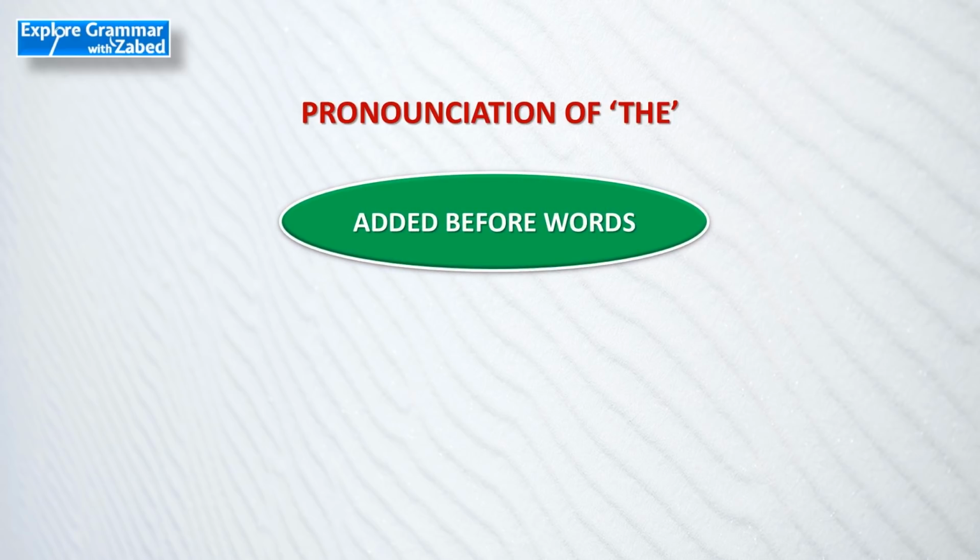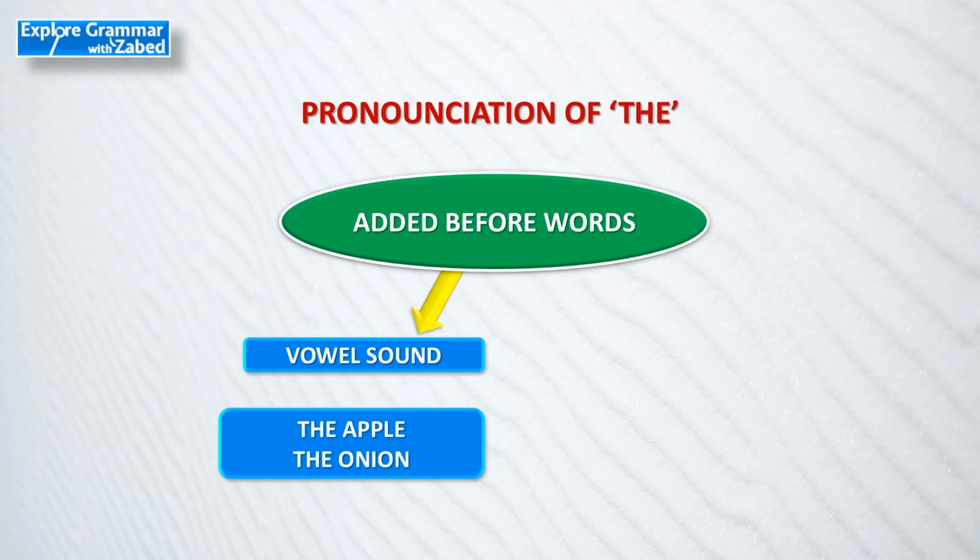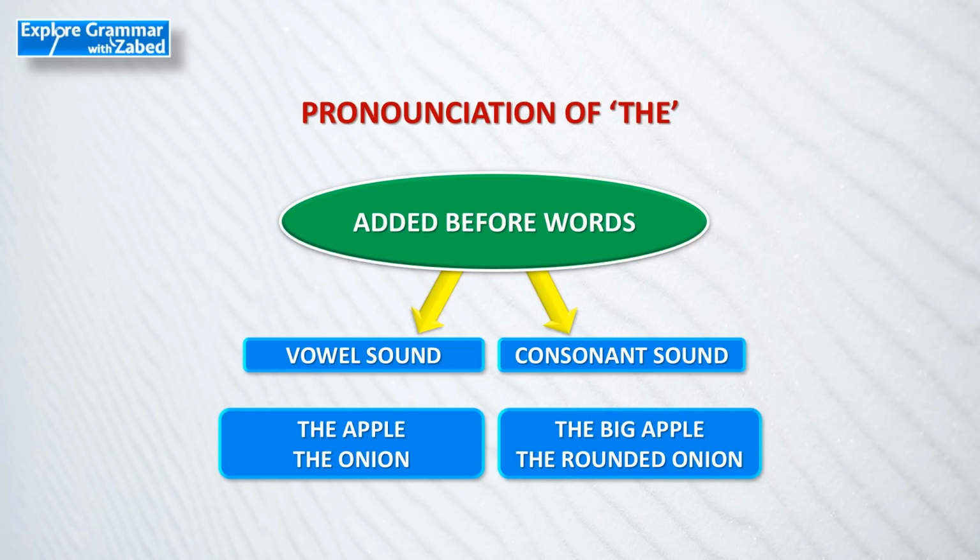Before starting the uses of definite article, we'll understand how to pronounce the. If article the is added before words which start with vowel sound, it is pronounced as "thee". For example, the apple, the onion. Again, if article the is added before words which start with consonant sound, we pronounce it as "thuh". As for example, the big apple, the rounded onion.